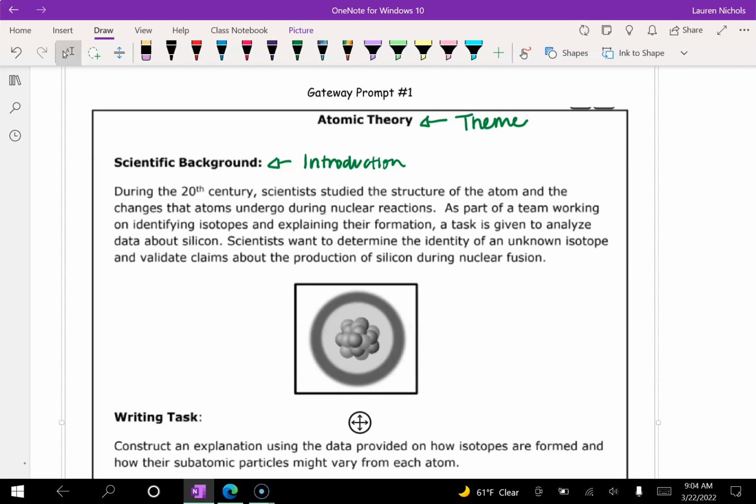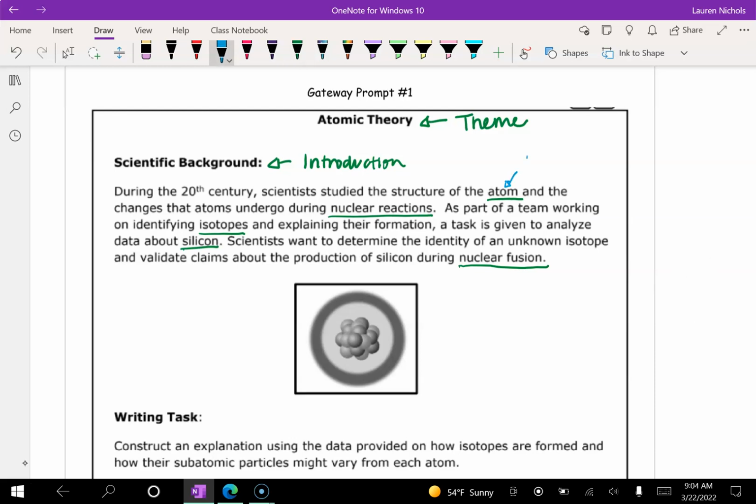So during the 20th century, scientists studied the structure of the atom and changes that atoms undergo during nuclear reactions. As part of a team working on identifying isotopes and explaining their formation, a task is given to analyze data about silicon. Scientists want to determine the identity of an unknown isotope and validate claims about the production of silicon during nuclear fusion. So we have a few vocabulary words here, or just important words, and we'll go through and define which ones we can.